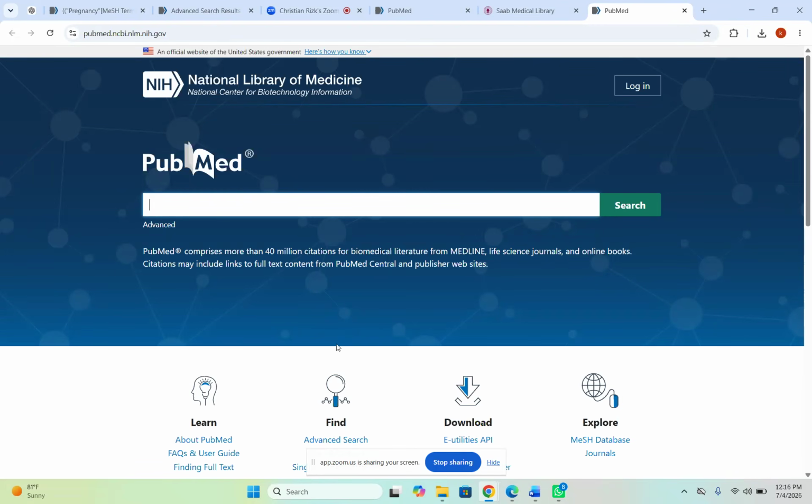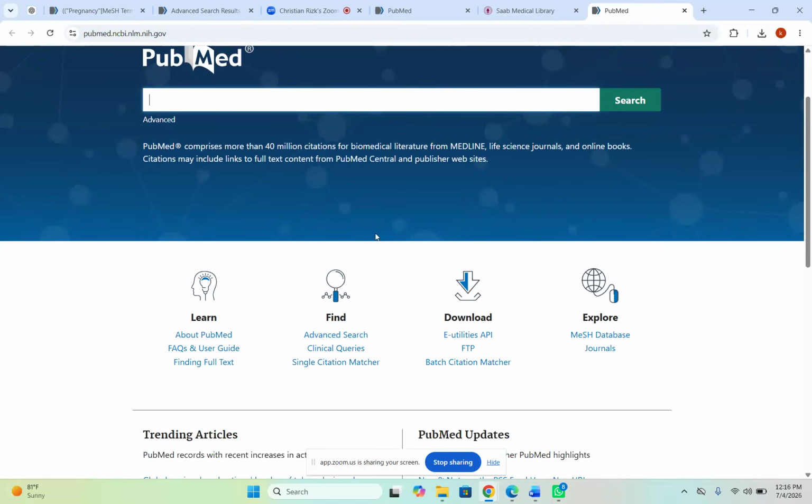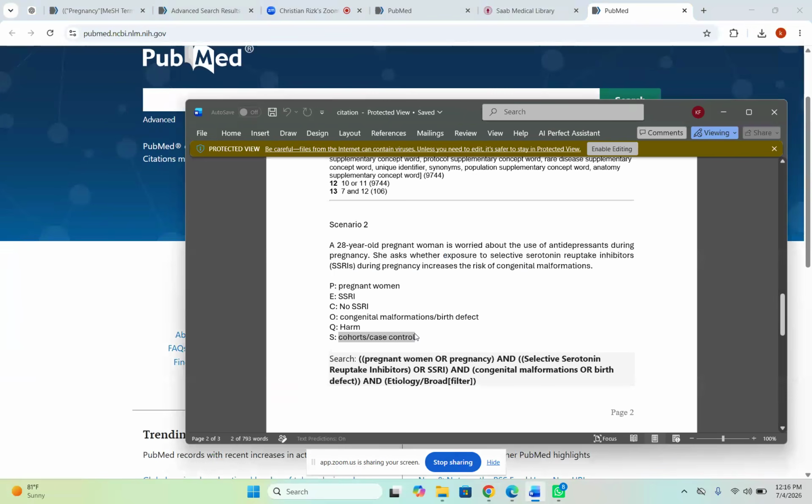So here we have a 28-year-old pregnant woman who is concerned about the use of antidepressants during pregnancy. She wants to know whether exposure to SSRIs increases the risk of congenital malformations or birth defects in her baby. So the PICO here includes the pregnant woman as our population, SSRI exposure during pregnancy as our exposure, no SSRI exposure as the comparison, and congenital malformation or birth defects as our outcome.